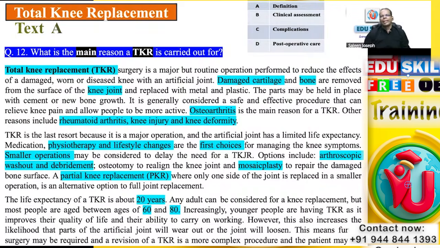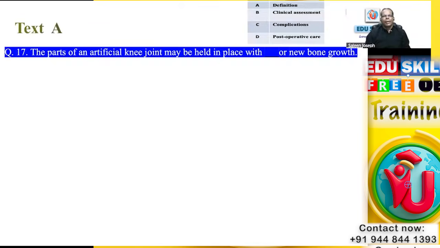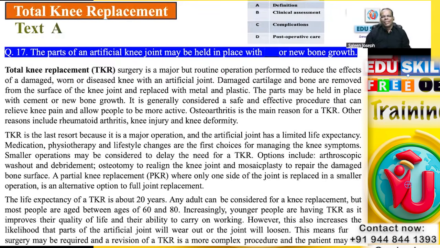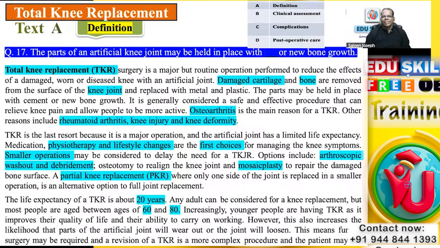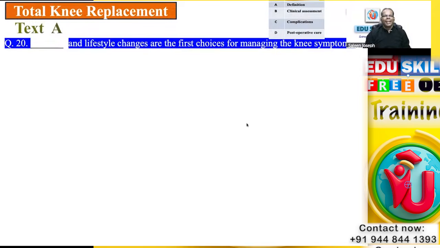Later we will learn. But then I just want to tell you, with these simple clues, you can find almost all the answers. 17th one, the parts of an artificial knee joint may be held in place with dash or new bone growth. Again, a list. Where do you have? 4th line. With cement or new bone growth. Yeah, cement is the answer. Cement or new bone growth. Again a list or another thing or conjunction.